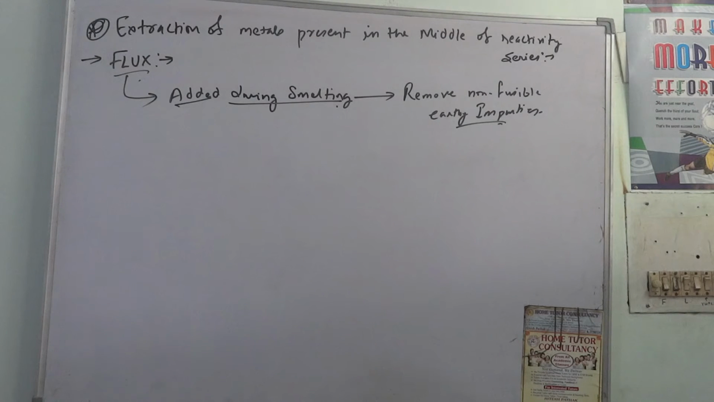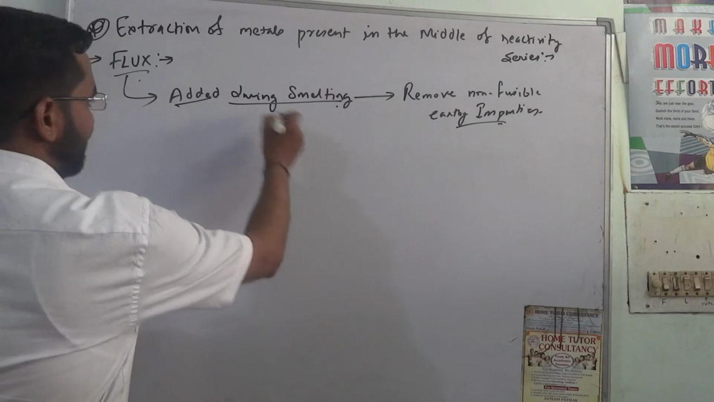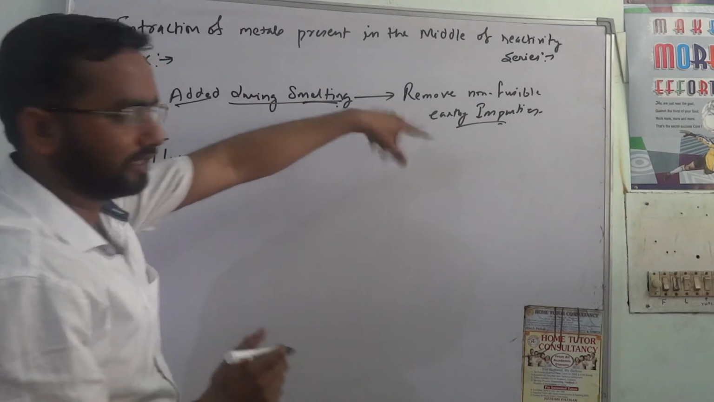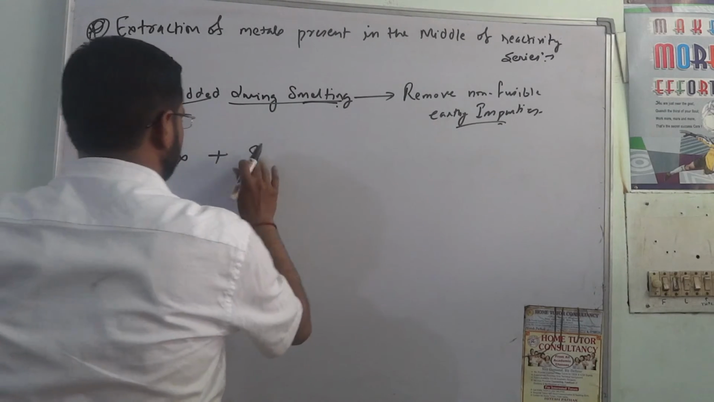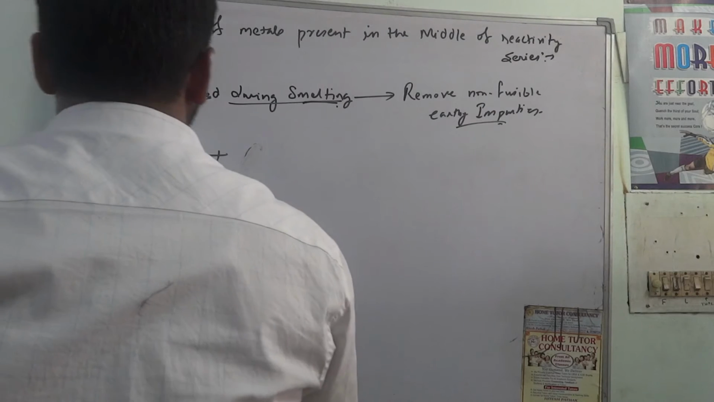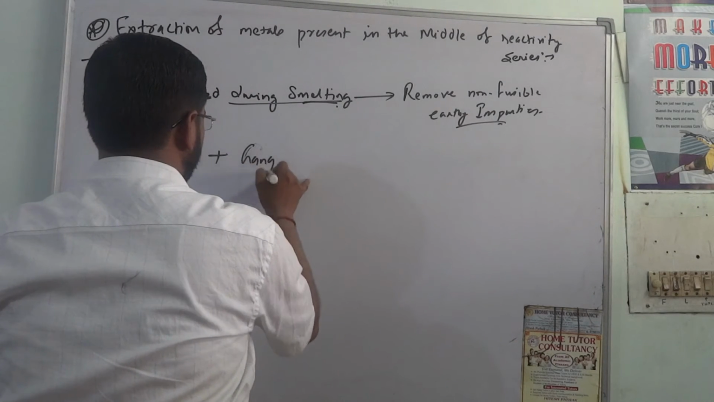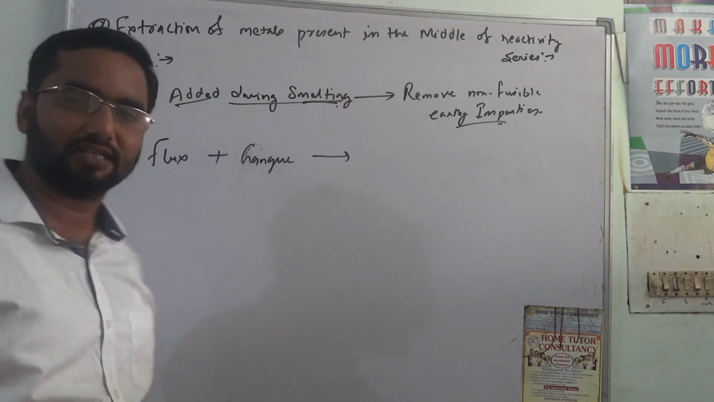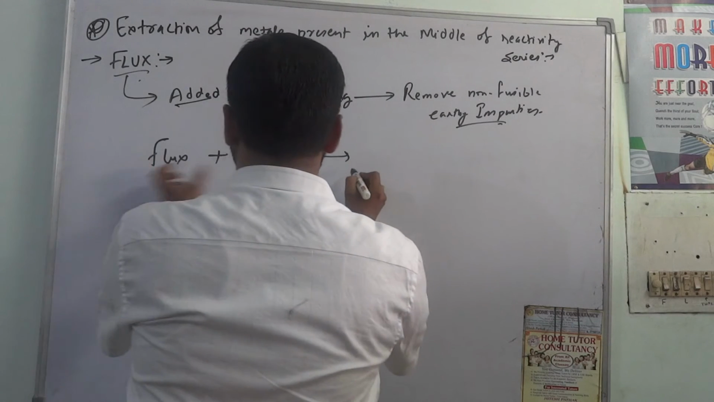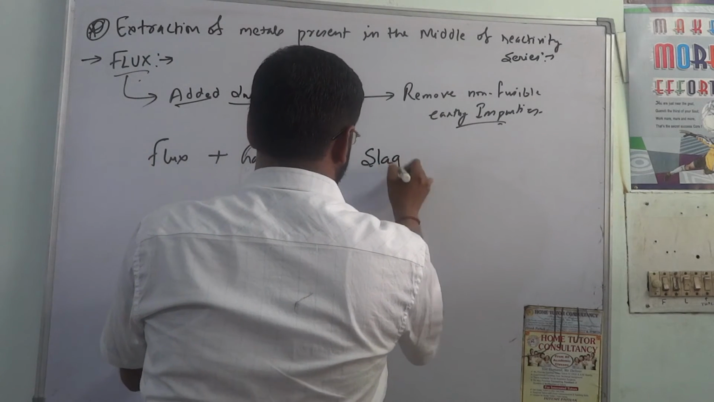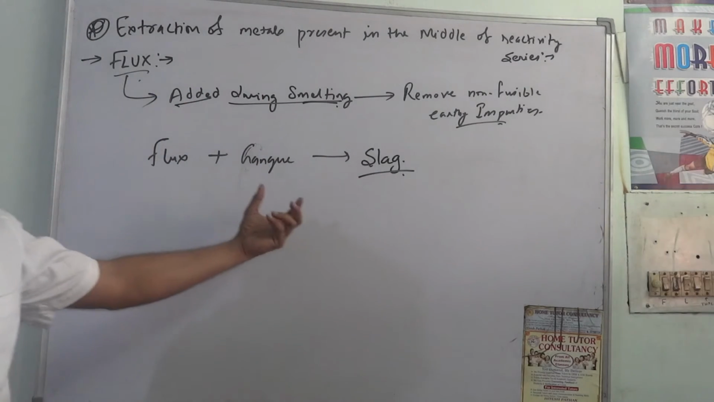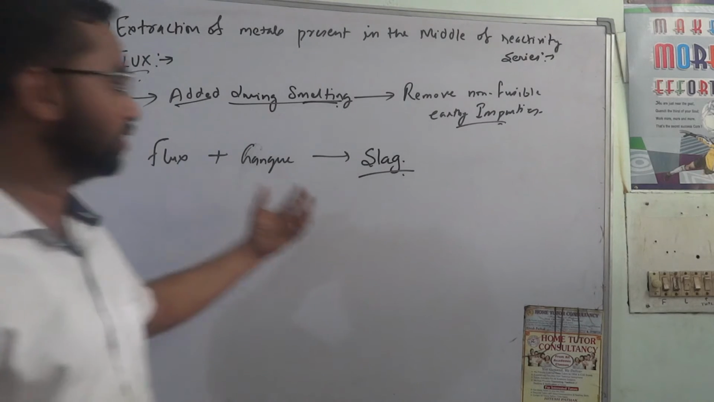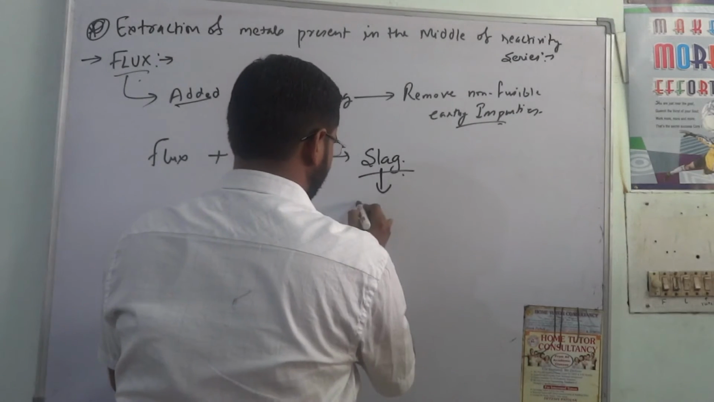These impurities combine with the flux when it is added in smelting. Flux combines with the earthy impurities, called gangue, and converts the gangue into slag. This slag can be removed in the process of smelting, because it is lighter than the metal oxide.